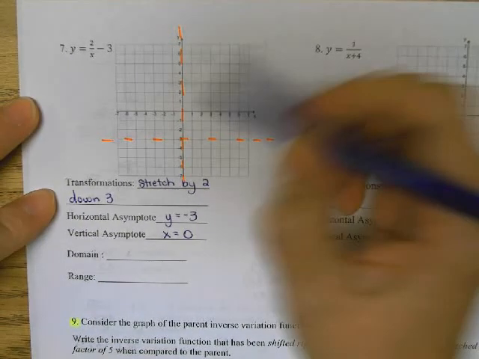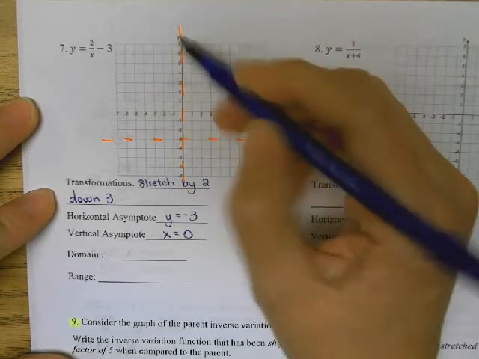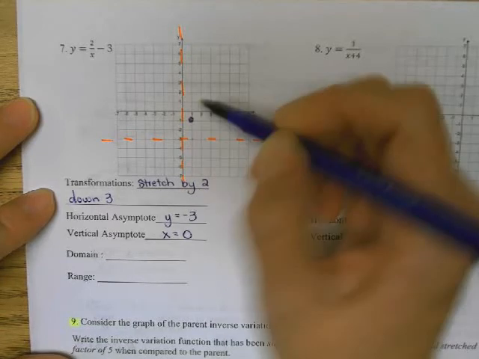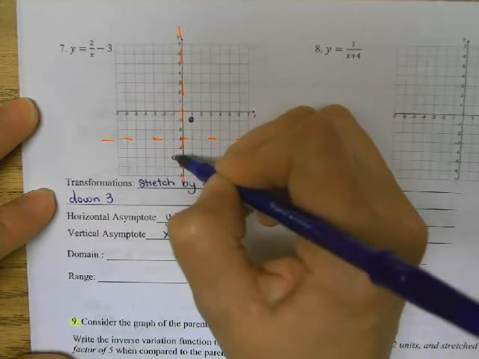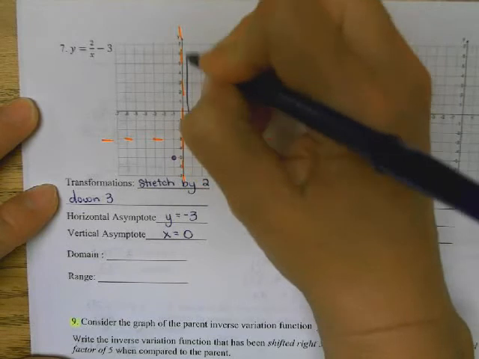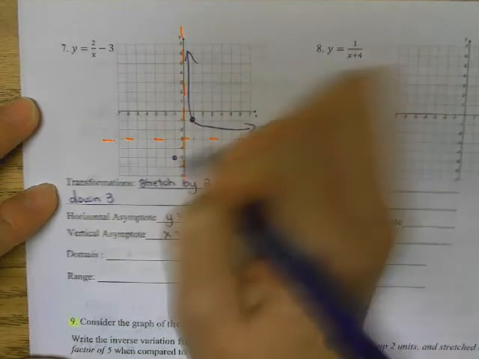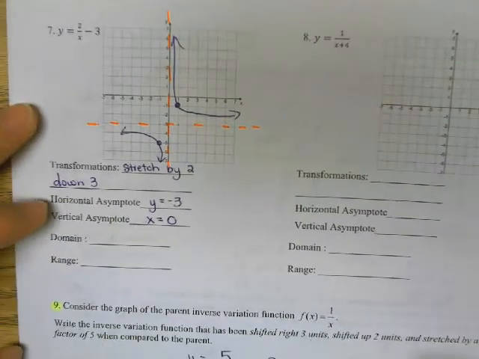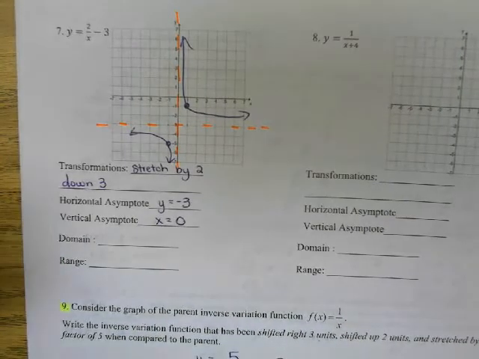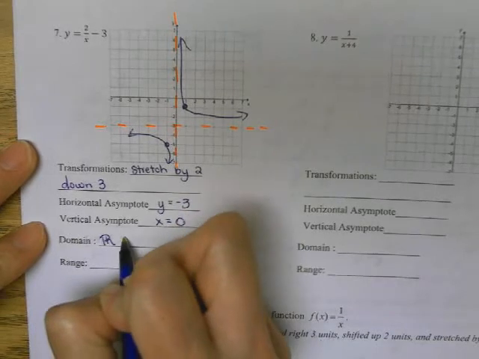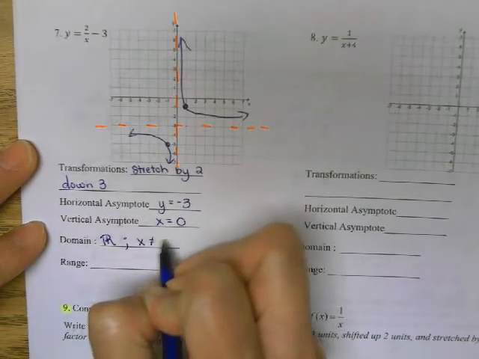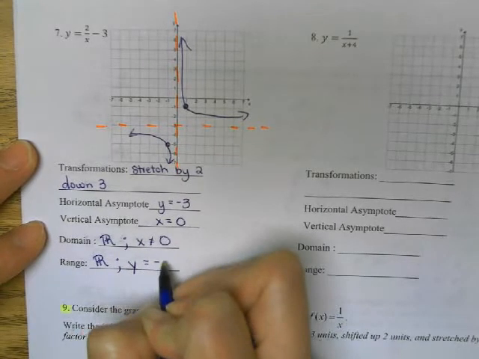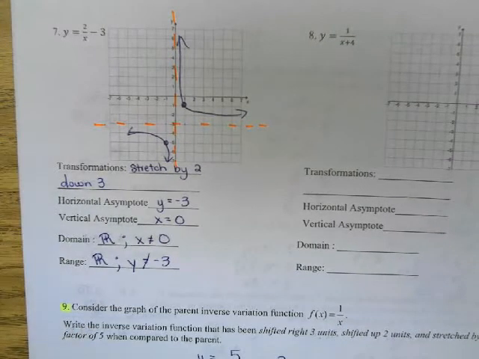Once I have the intersection of my asymptotes, I'm going to find my point. So I go to the right one and up how many I'm stretching, so 2. Left one, down 2. And then I hug my asymptotes. And again, domain and range, you have that choice. So set notation, all real numbers except x cannot be 0. All real numbers except y cannot be a negative 3.